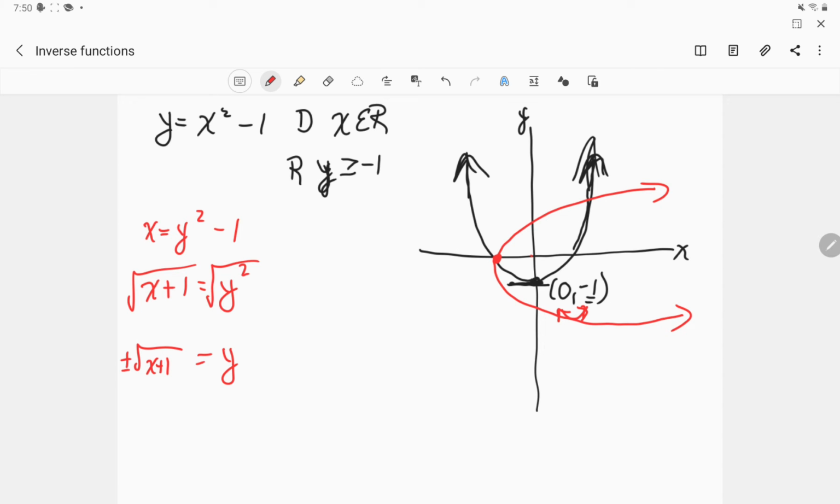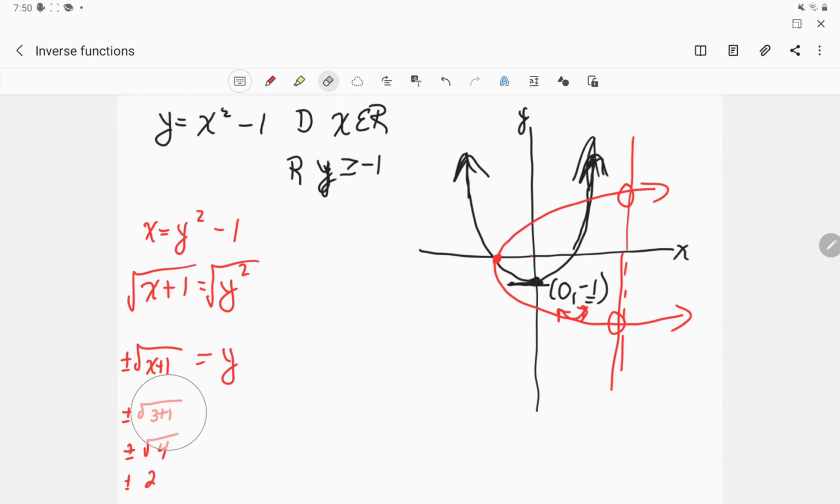Now the question is, is this a function? And the answer is no, it's not a function, because if I do the vertical line test, this vertical line passes through the graph in 2 places. There is more than one answer for any x value. So for instance, if my x value was 3, I would have the square root of 3 plus 1. So I would have the square root of 4. Well, that would actually be plus or minus 2. That's 2 answers.